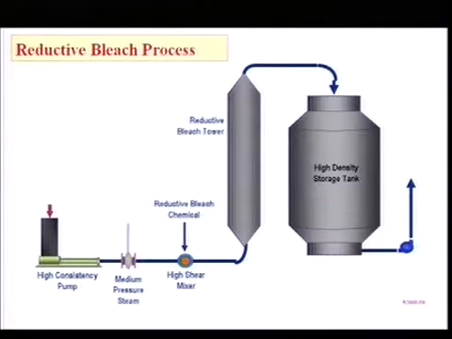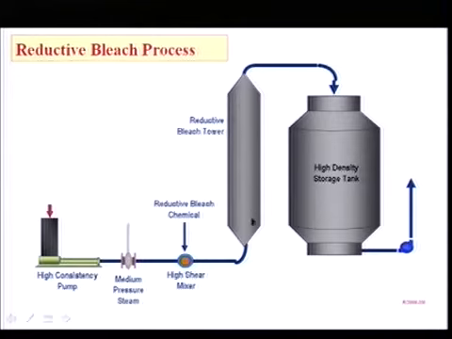Here is a typical flow sheet for reductive bleaching. Your pulp comes into a standpipe, 10 to 12%. You pump it. Normally, there is a degassing pump attached to this pump to take away the residual air present in the system, so the air will not go and take away your chemical. Then you have medium pressure steam added to raise the temperature. Now, you add your FAS or hydrosulfite into the high shear mixer and pump it up to the tower.